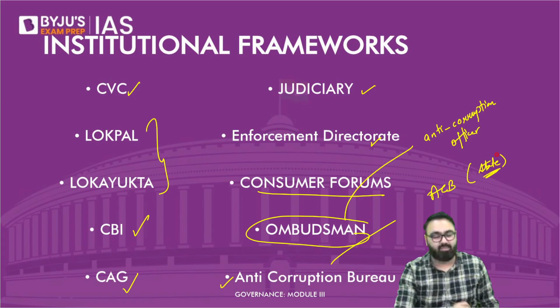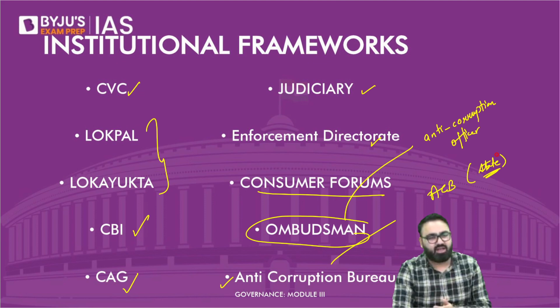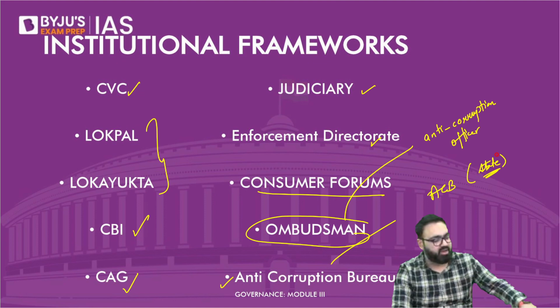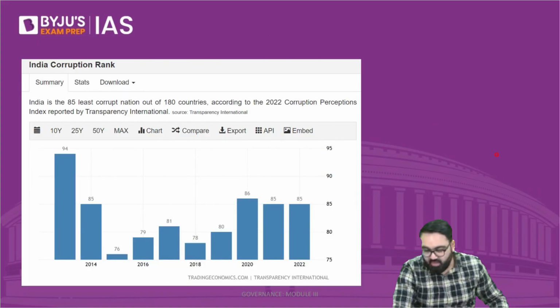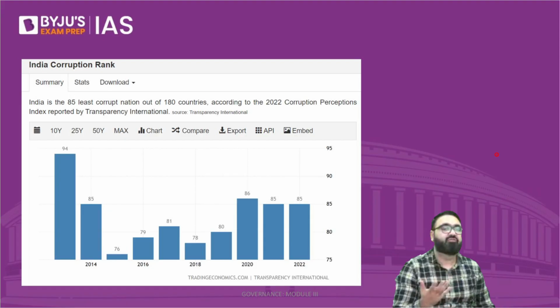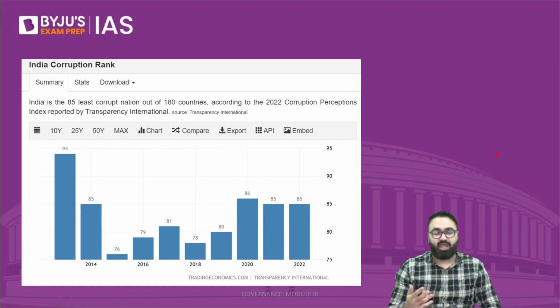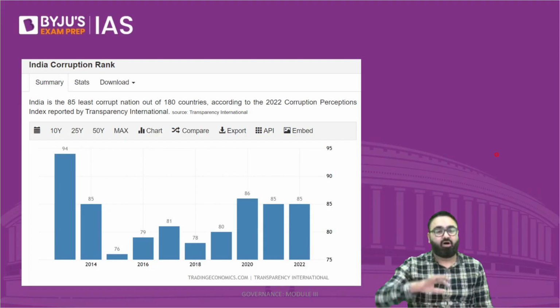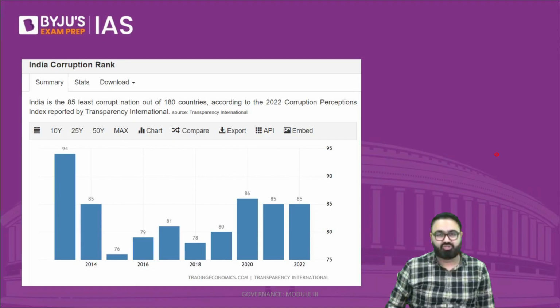Usually the state government handles corruption-related cases. So all these are different types of bodies that have been created to fight against corruption. Before we start our discussion about the Prevention of Corruption Act in India, I also wanted to give you an example of the worldwide view on corruption.